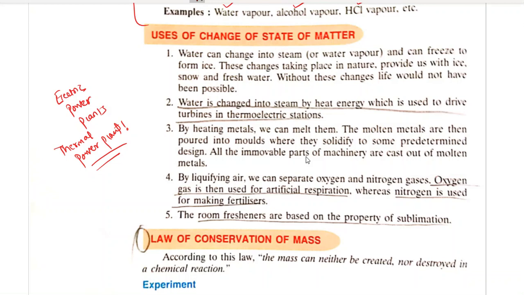Then for heating metal also steam is used. Then by liquefying air, we can separate oxygen and nitrogen gases, and oxygen is used for artificial respiration, like for hospitals. Nitrogen is used for making fertilizers. Room fresheners are based on the property of sublimation.